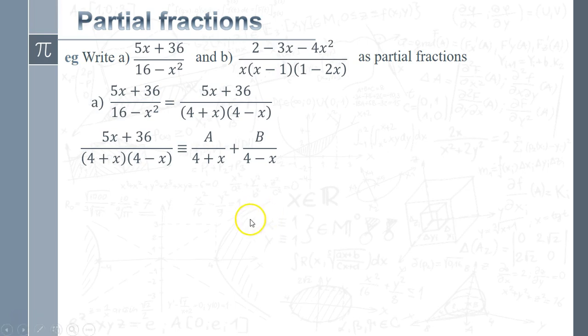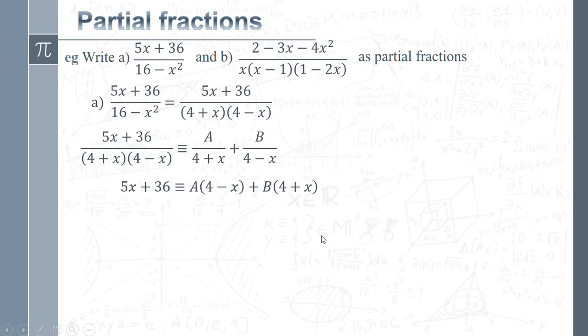Same principle as before. What I'm going to do is do the multiplying through to create a new version of my identity. And again, you can see, if you imagine taking this thing over to this side, it's the 4 plus x part that's going to cancel here, leaving us with the 4 minus x. It's the 4 minus x part here that's going to cancel, leaving the 4 plus x bit there.